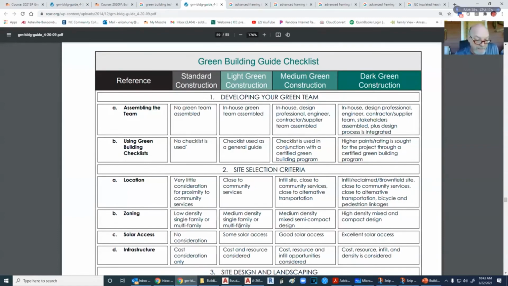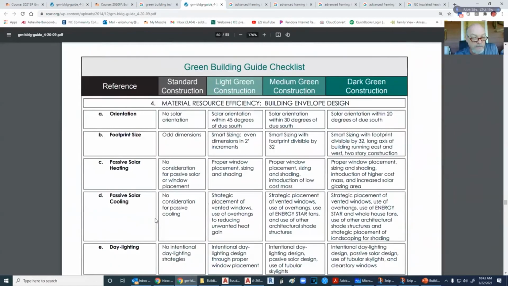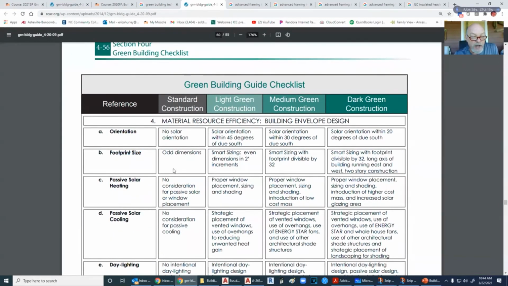So let me go down here. Okay, we've talked about the footprint size. In this first column, you get no points, 1 point, 2 points, 3 points. So in the rubric, when we're looking at odd dimensions, that means we've got some weird stuff going on there, 3 inches, 7 inches. And that's not going to get us any points at all. And look at that, standard construction. That's what we've been kind of talking about in here.